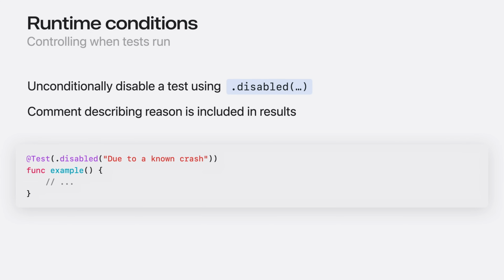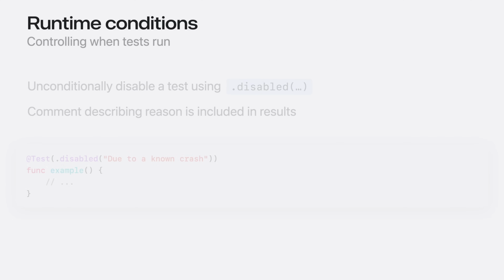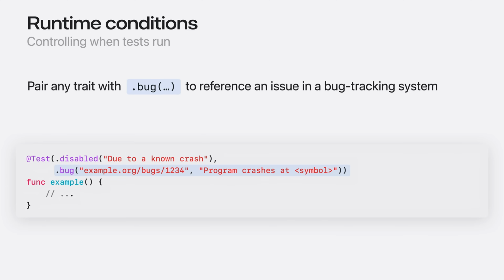Disabling a test is preferable over other techniques, like commenting out the test function, since it verifies the code inside the test still compiled. The disabled trait accepts a comment, which you can use to explain the reason why the test is disabled. And comments always appear in the structured results, so they can be shown in your CI system for visibility.